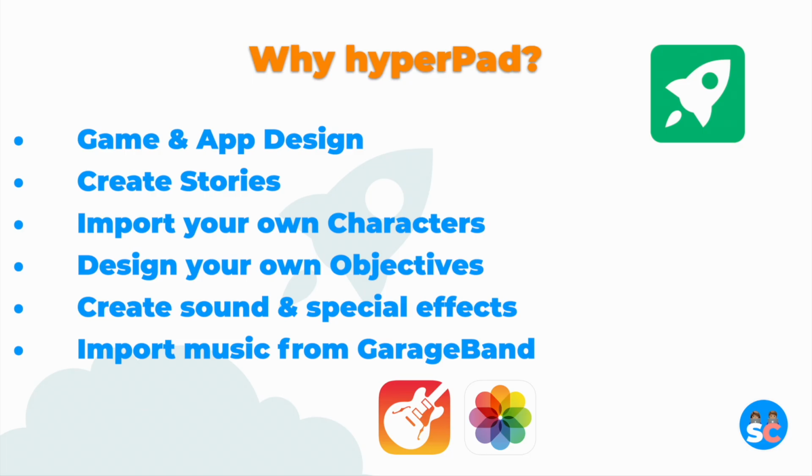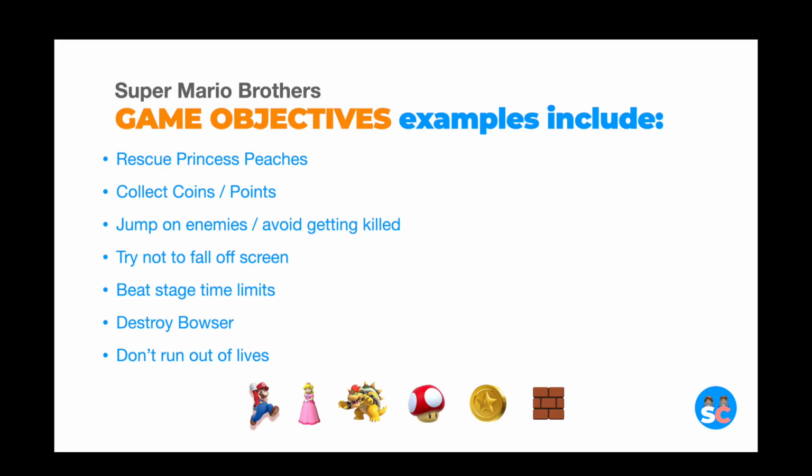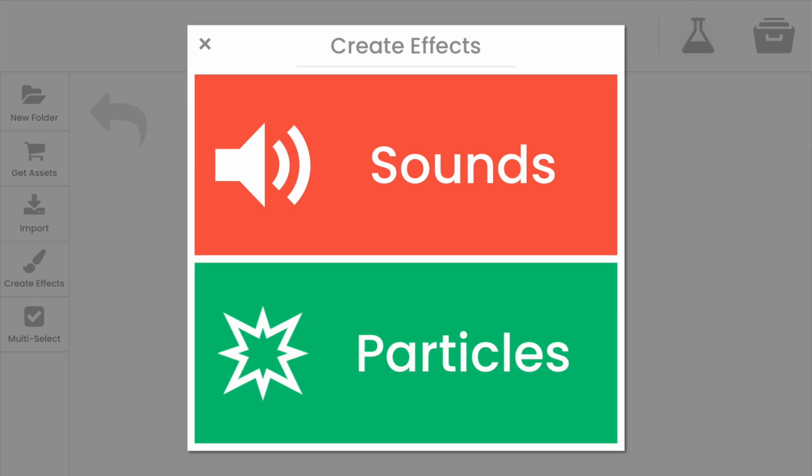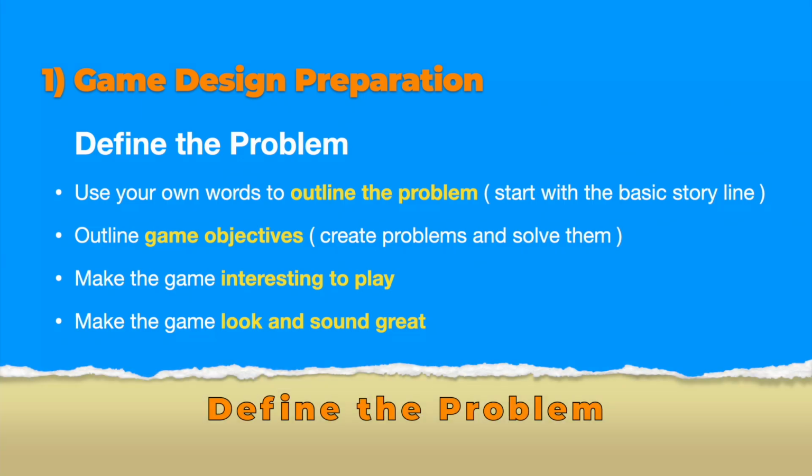Number two, I like to create and tell stories. I like to import characters from the camera roll. I like to design my own game objectives and not just do other tutorials, and students like that too. I like to create my own sounds and special effects, which you can do within the hyperPad platform. And then I like to import music from GarageBand and have my own soundtracks behind the game, which is something else that students love to do as well. Before we even start creating a project in hyperPad, I say to the students, if you were going to create a game, what would you do to define the problem of the game?